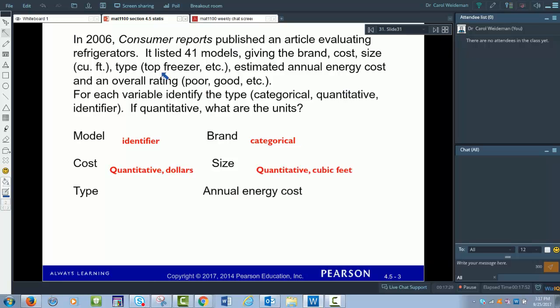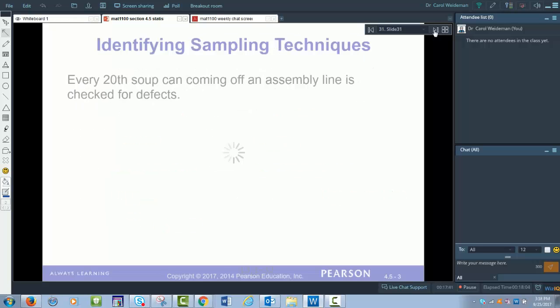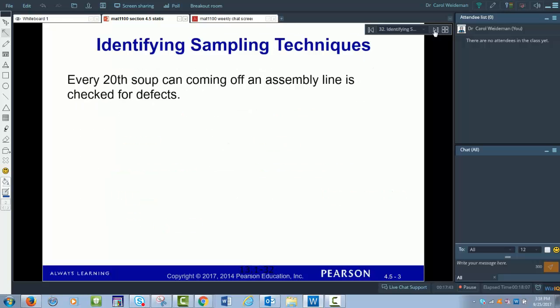Cost, okay, cost is going to be quantitative and the units are dollars. The size was given in cubic feet, so it's also quantitative. The type, top freezer, bottom freezer, etc., that would be categorical. Annual energy cost is quantitative and the units are dollars. Overall rating, poor, good, etc., so that's also categorical.